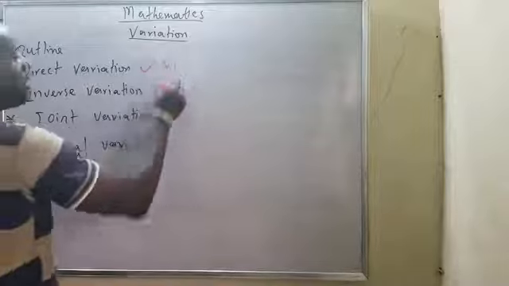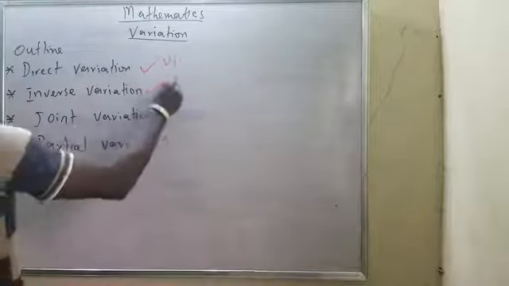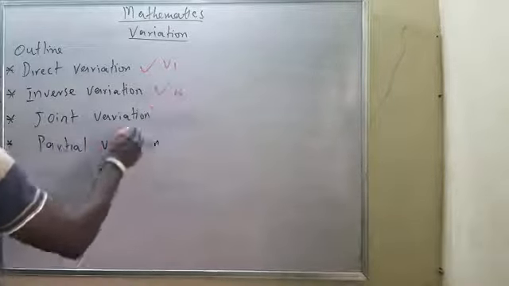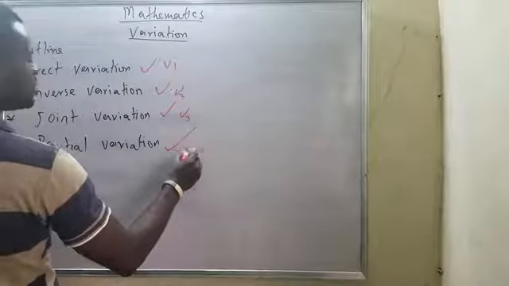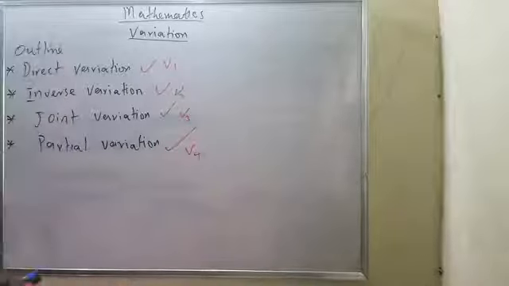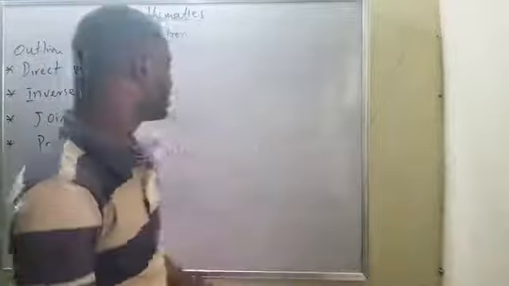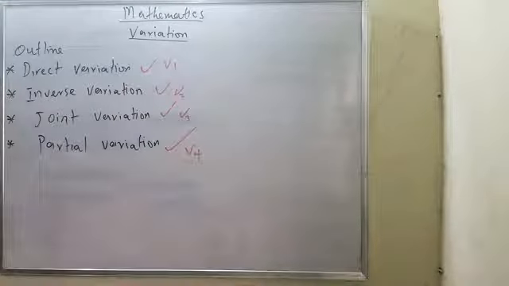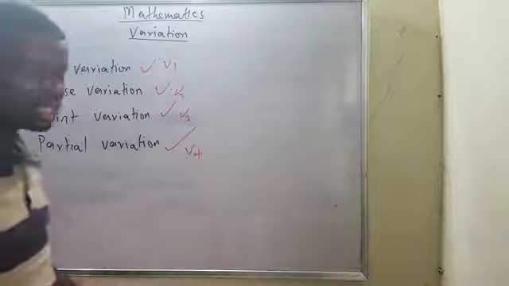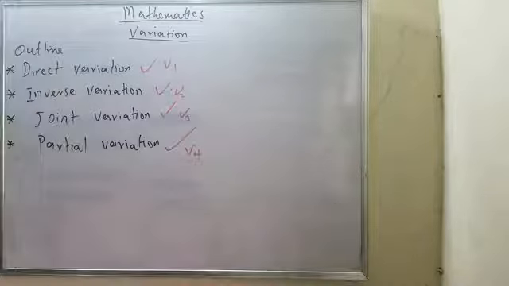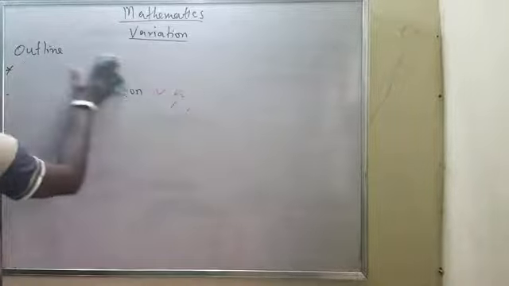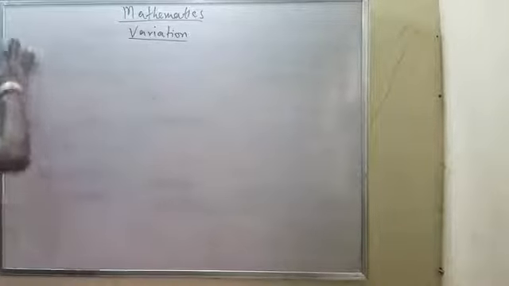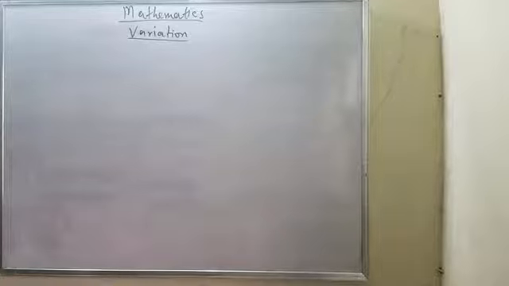Now, the outline of this video: the first one I'll be working on is direct variation, which is going to be video 1, the second one is inverse variation, video 2, the third one is joint variation, video 3, and the last one is partial variation, which is video 4. Let me start from the first one, which is direct variation.